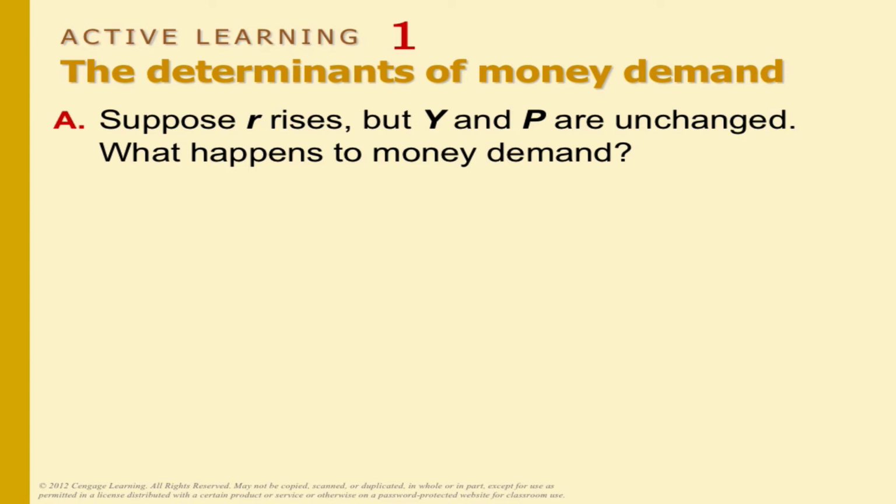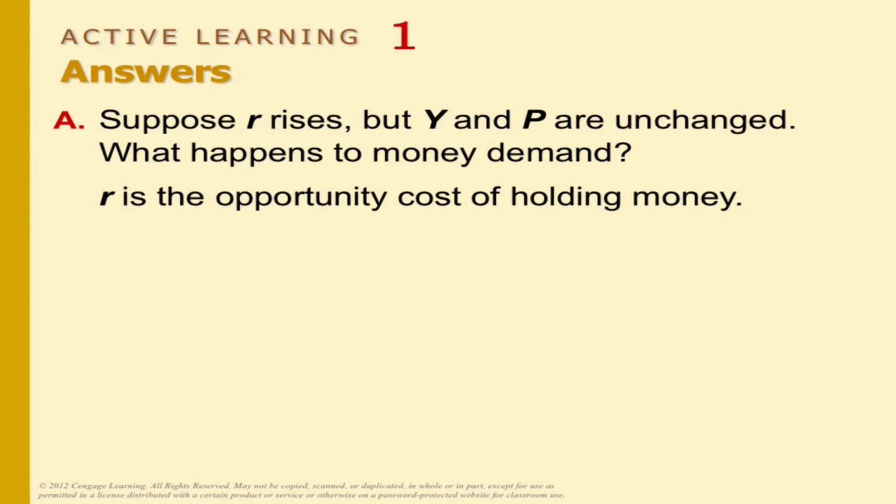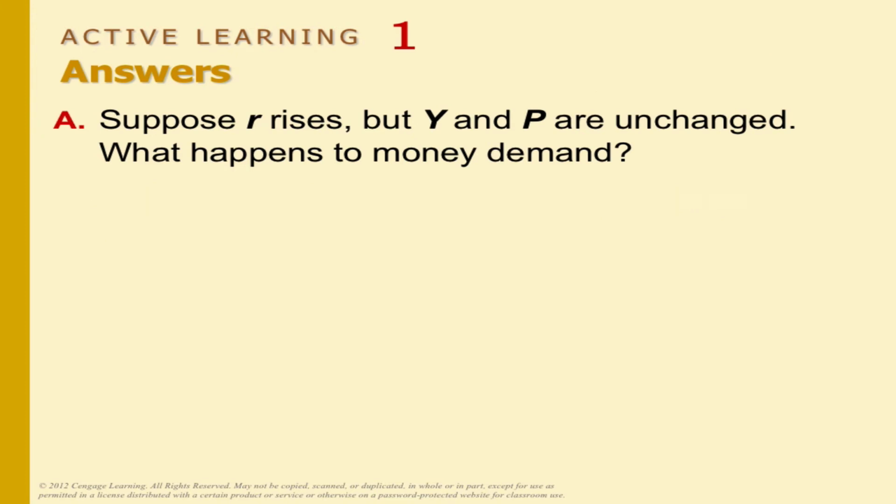So now R rises, but Y and P are constant. What happens to money demand? Or if P rises, but Y and R are constant, what happens to money demand? So let's answer this one first. R is the opportunity cost of holding money. Just so you guys know.